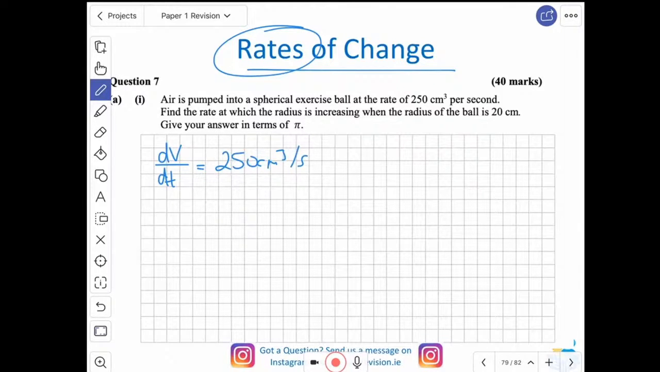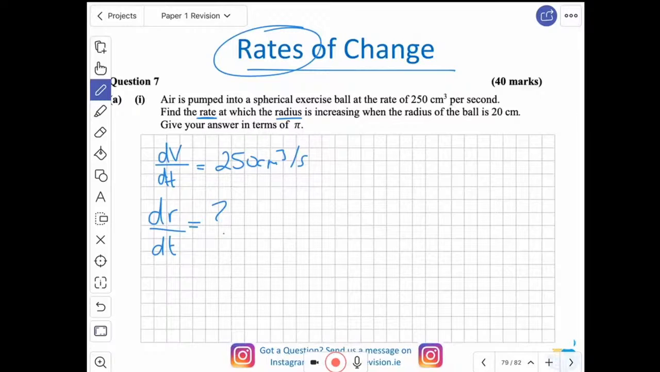You're obviously going to read the rest of the question. They're saying find the rate at which the radius is increasing when the ball is 20 centimeters. Okay, they're asking you to work out the rate again. So they're asking you to work out a rate also, but this time they're asking you to work out the radius is increasing. So they want us to work out dr/dt. Now, if you write down those two things, this question becomes a lot more approachable. But that's the thing I think students find difficult in rates of change questions. It's kind of like, where do I start? So that's your starting point.